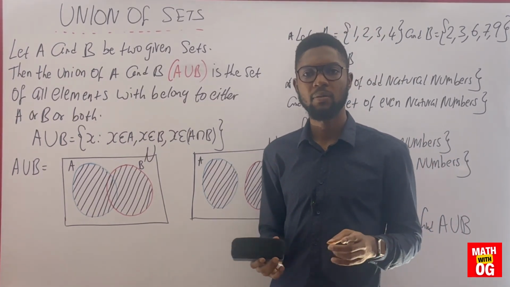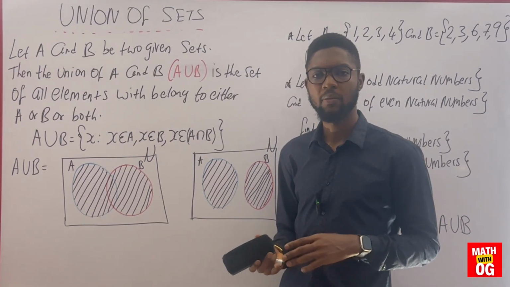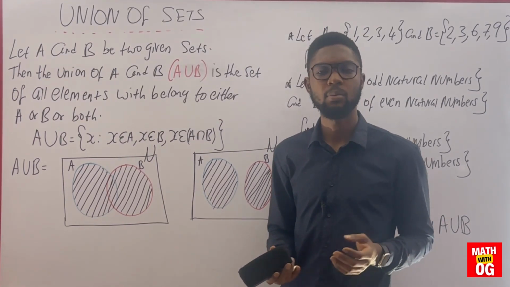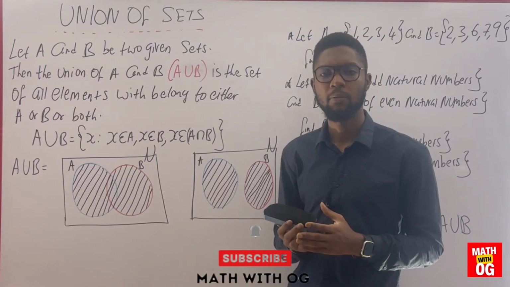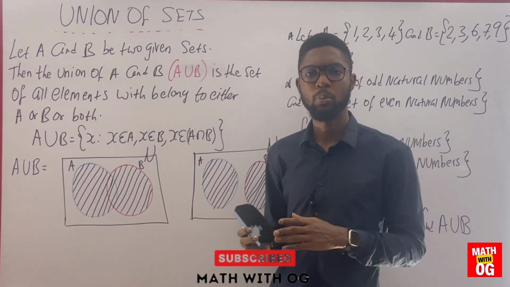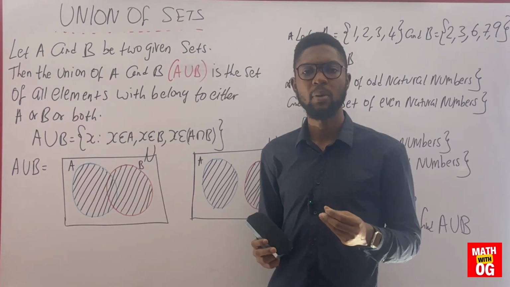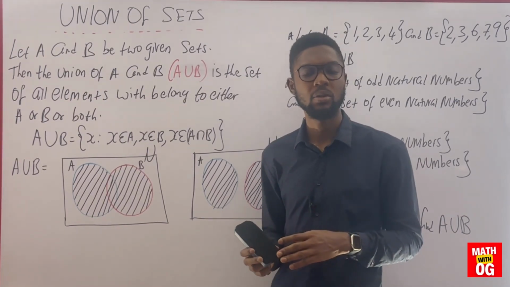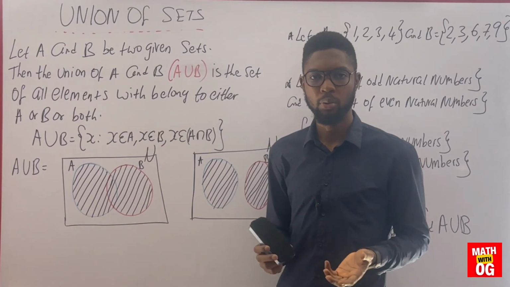Now, the elements you can find in set A, or you can find in set B, or you can find in both A and B, altogether form the union of a set. And you should note that we don't repeat digits. That means if a member can be found in both set A and B, we don't repeat them.